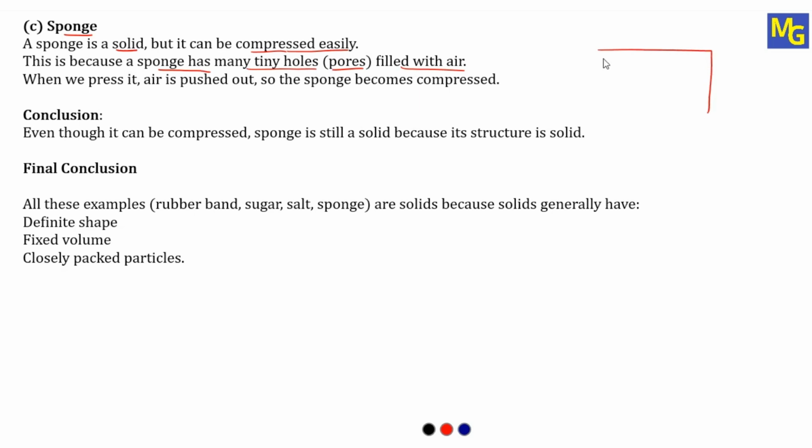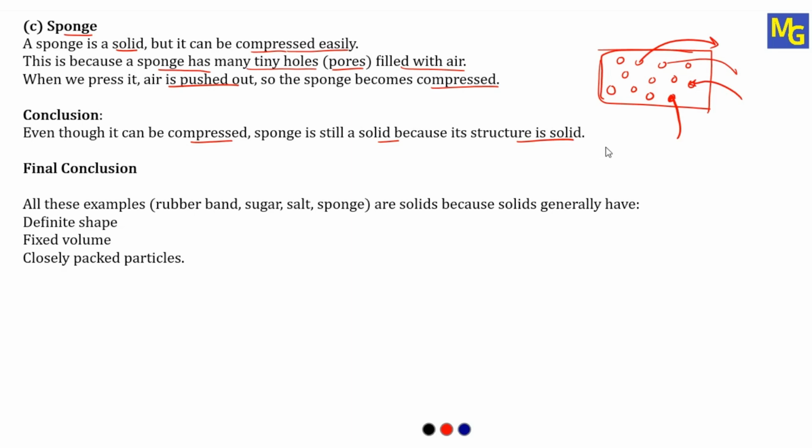So you may have seen the sponge. You may get the sponge in the market in different shapes, and all will have some amount of small pores inside it, and inside these pores there will be gases or air present. So when we press, these gases go out and the sponge gets compressed. When we press it, air is pushed out, so the sponge becomes compressed. And what is the conclusion? Even though it can be compressed, sponge is still solid because its structure is solid. When you remove the force, again the sponge will come back to its original shape by absorbing air inside the holes, and therefore sponge is also a solid.